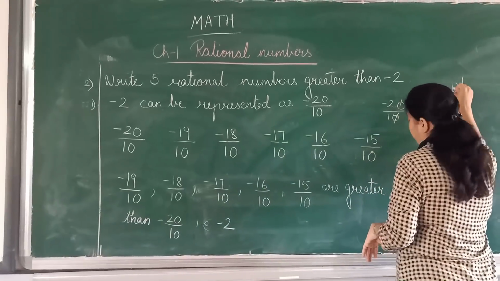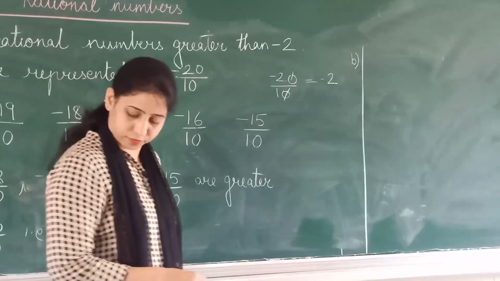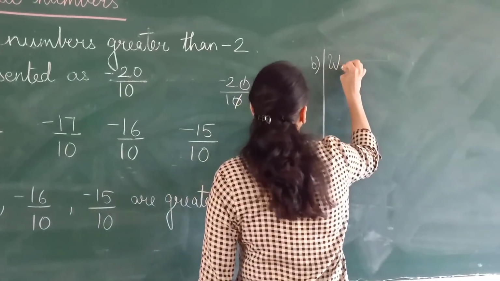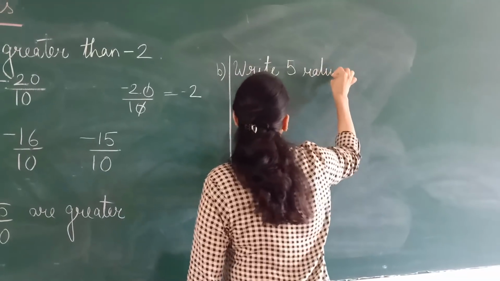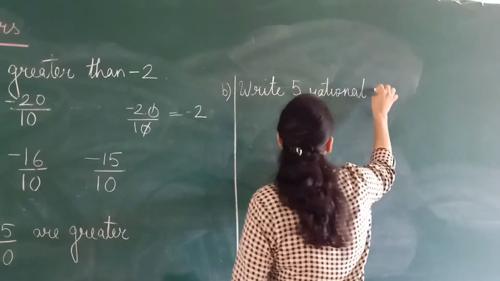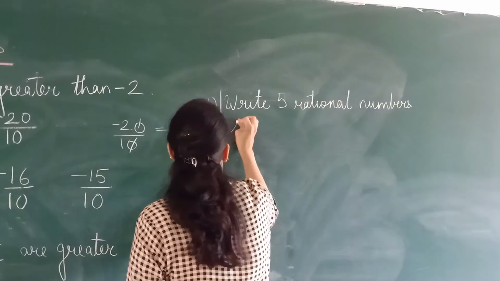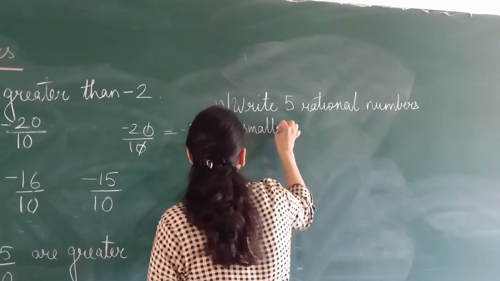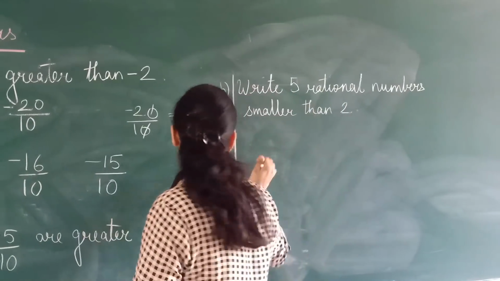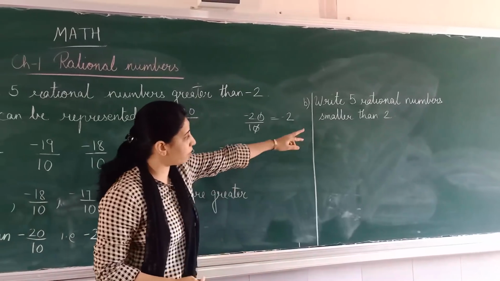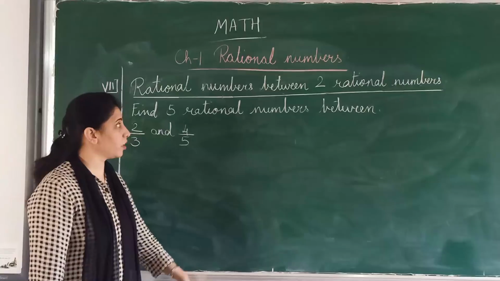I'll give you one sum to practice: write 5 rational numbers smaller than 2. In the same way, we are going to solve this sum. Write 5 rational numbers smaller than 2. Solve this sum on your own.